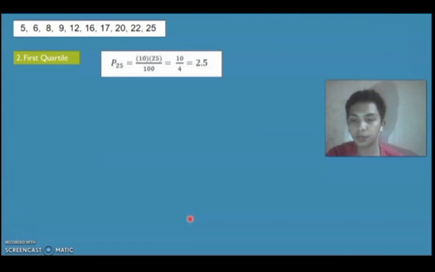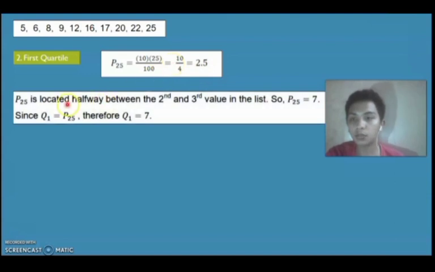First quartile. P25, 10 multiplied by 25 is 250, divided by 100 is equal to 2.5, so P25 is located halfway between the second and the third value in the list. So P25 is 7. Since quartile 1 is P25, therefore quartile 1 is 7, which is between the 6 and 8 values.